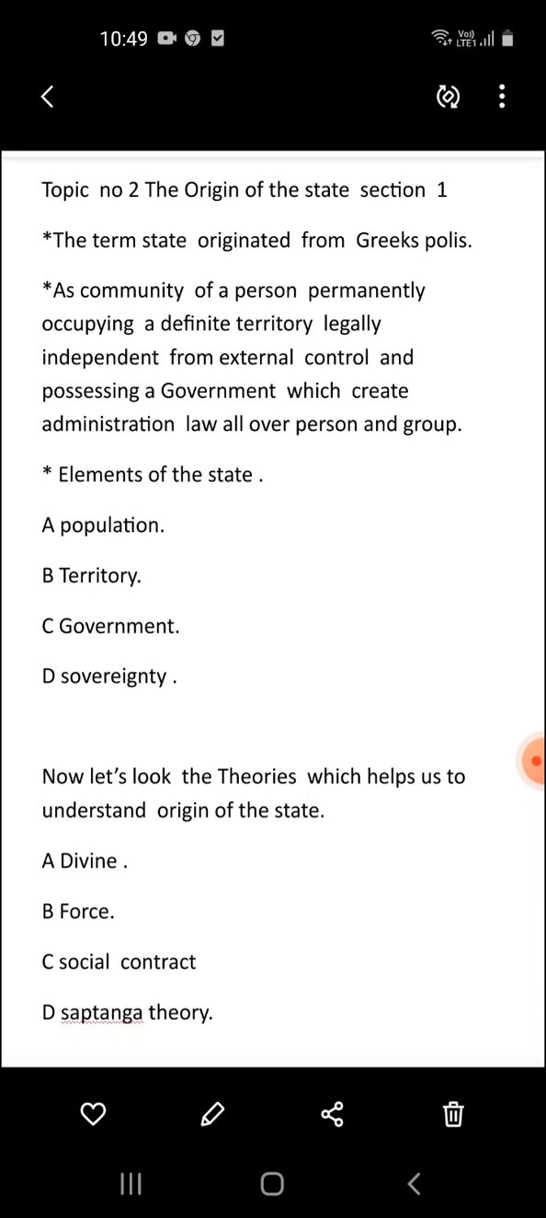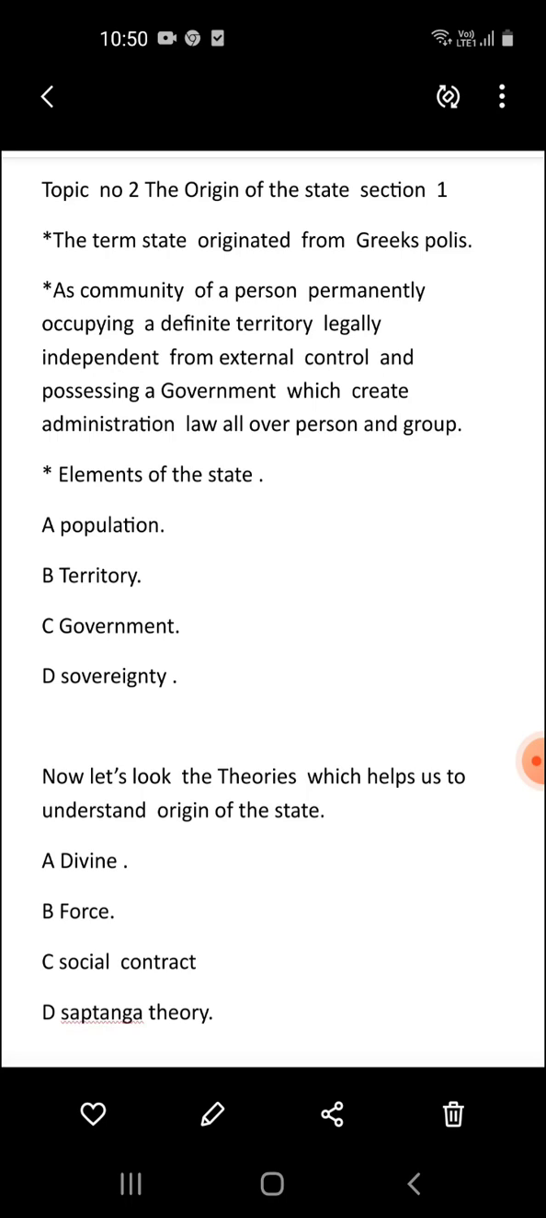In today's concept, we are going to study the introduction, the definition of the state, then the important elements of the state, and in the later part, we are going to study what the theories are which are responsible for the origin of the state. Okay, now let's begin this section.